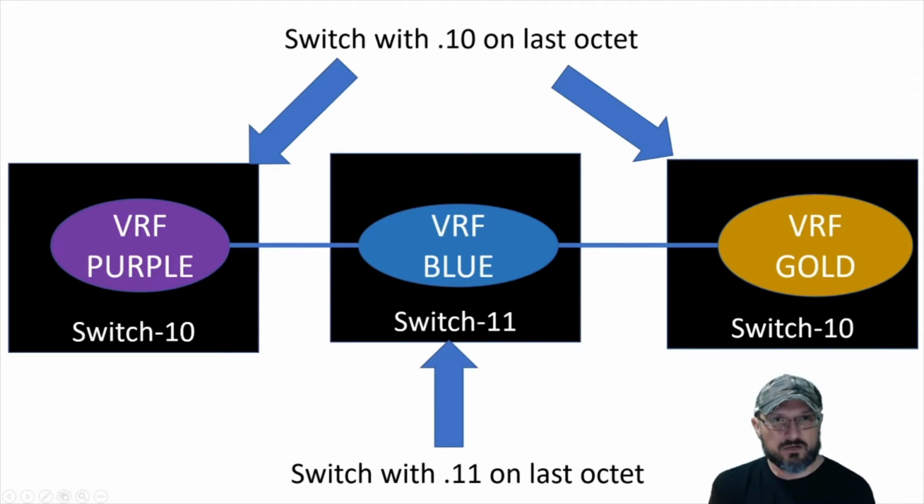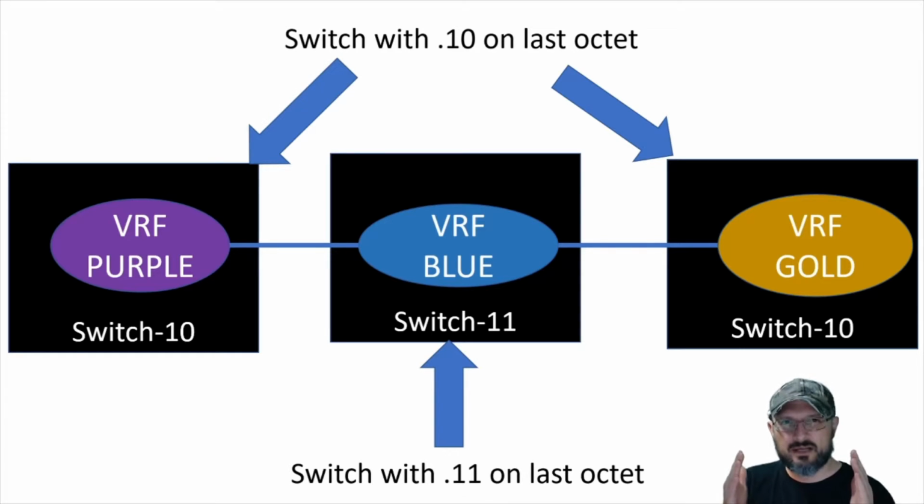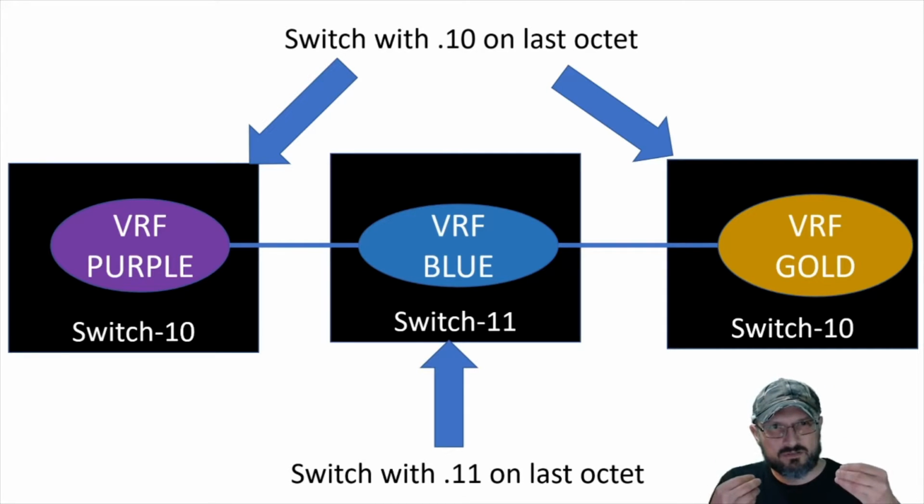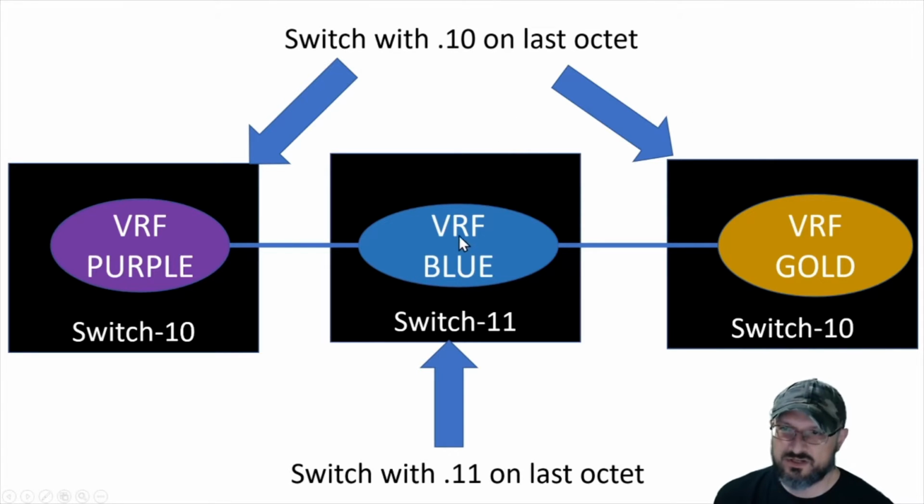What we're going to configure in this video is, on switch 10, a VRF purple. And on switch 10, we're also going to create a VRF gold. As I explained in class, VRF stands for Virtual Route Forwarder. Basically, creating a virtual route table and segmenting them such that they don't know anything about each other. And then you have to put interfaces into those virtual routers in order to create connected networks that can be routed. This should all come back to you. Got it in class. On switch 11, I'm going to create a VRF blue.